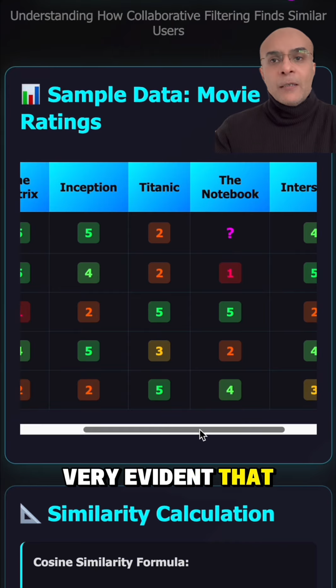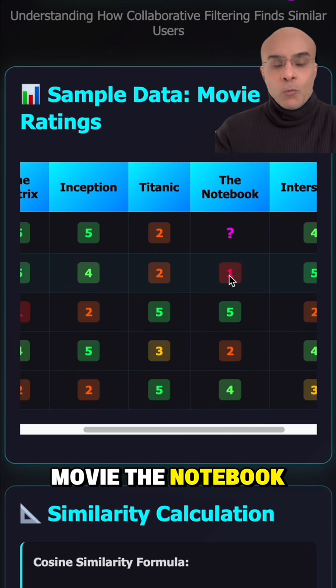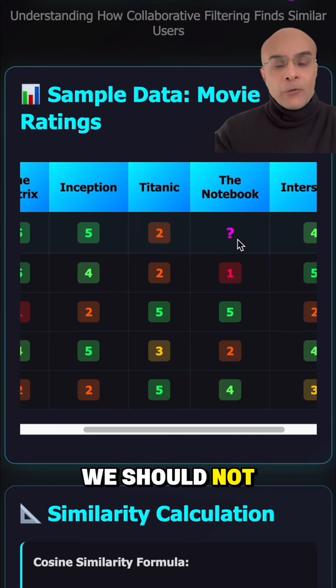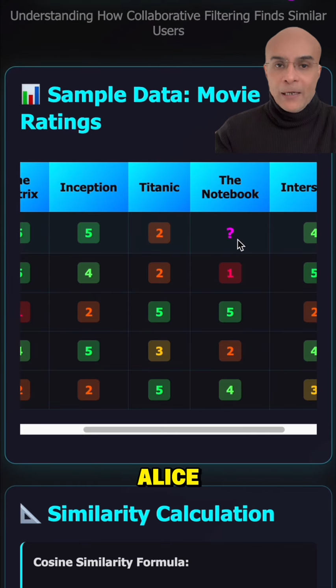So it is very evident that as Bob has not liked the movie The Notebook, Alice would also not like the movie The Notebook. In that case, we should not recommend the movie The Notebook to Alice.